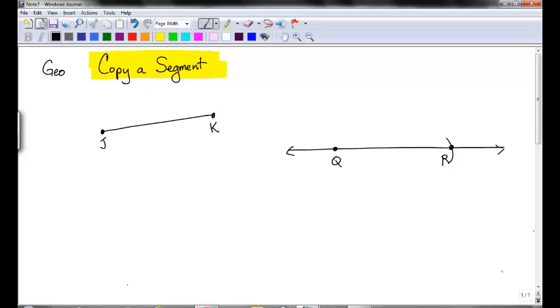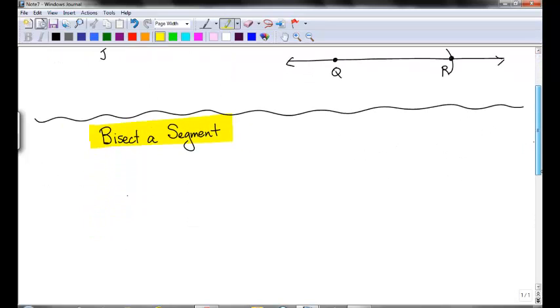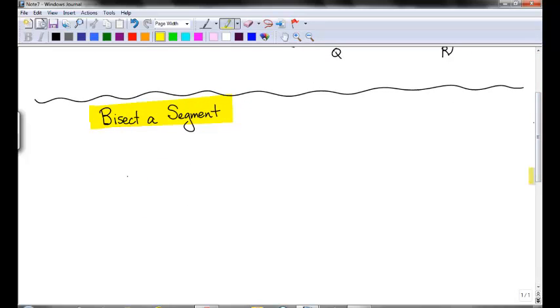Okay, and this is, we're going to bisect a segment. So you may want to draw a little separator. And the title of this one is Bisect a Segment. And they basically go through these step by step if you'll just stay with me as we go through it. The first thing, it says draw a segment and name it AB. So use your straight edge, draw a segment somewhere on your paper, and name it segment AB.